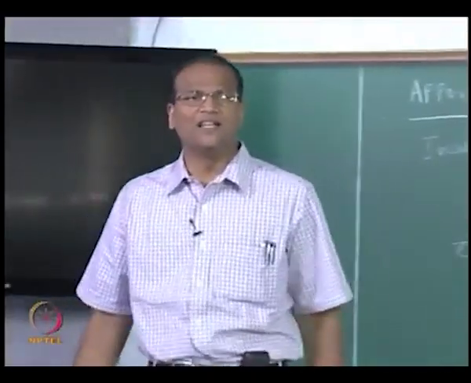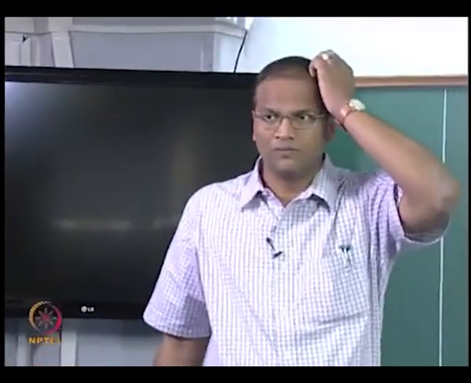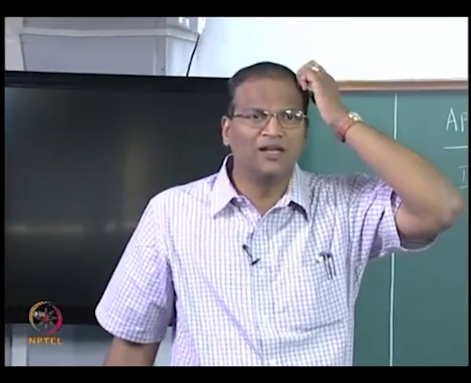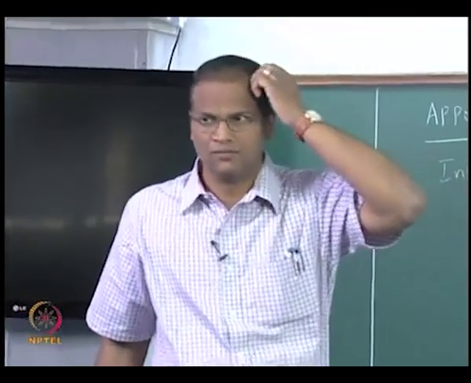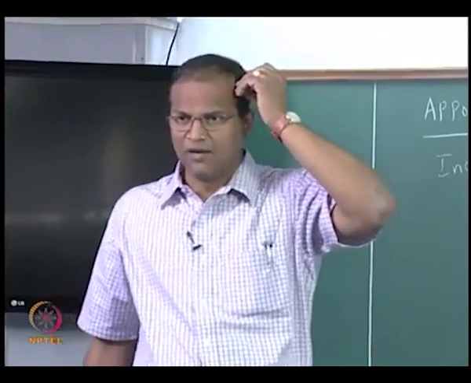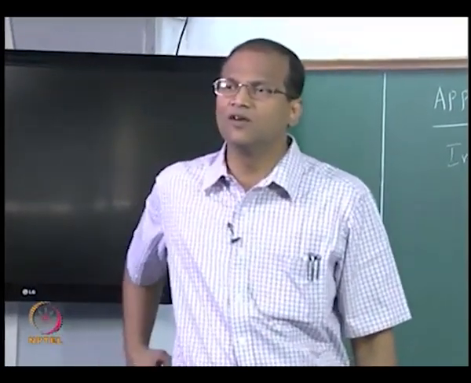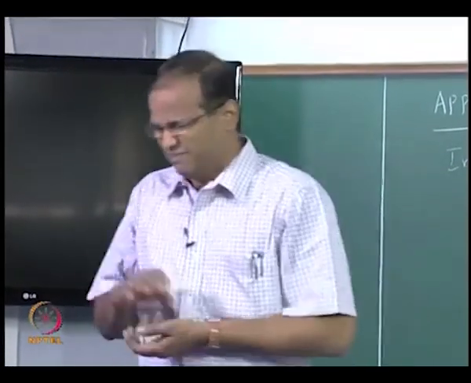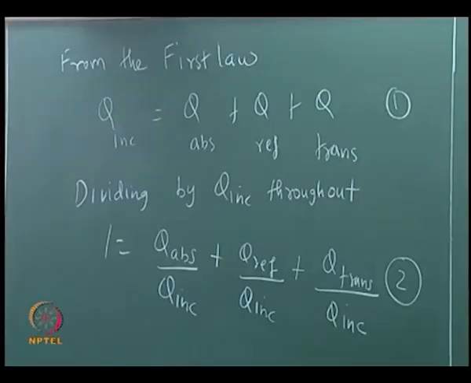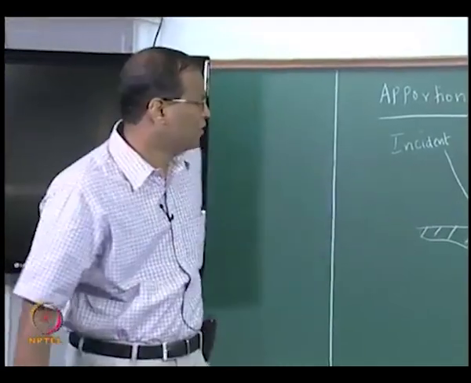on the right side the three terms are all dimensionless ratios, none of which can be greater than 1. The sum of all these is 1, individually nothing can be more than 1. So they are also measures of the efficiency with which the surface absorbs, the efficiency with which it reflects, and the efficiency with which it transmits, okay.